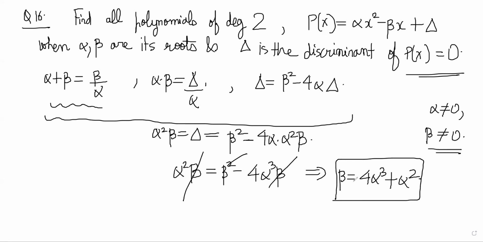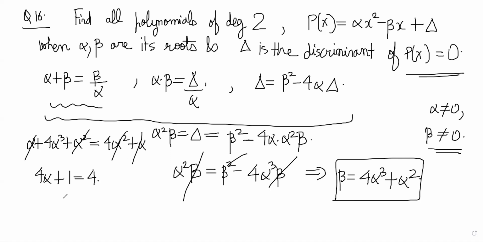Right? Now we substitute that in this equation, we get alpha plus 4 alpha cube plus alpha square is equal to beta by alpha, which is 4 alpha square plus alpha. So one alpha gets cancelled. You have basically alpha square can also get cancelled. You have 4 alpha plus 1 is equal to 4, right? So 4 alpha is equal to 3. So alpha is 3 by 4.